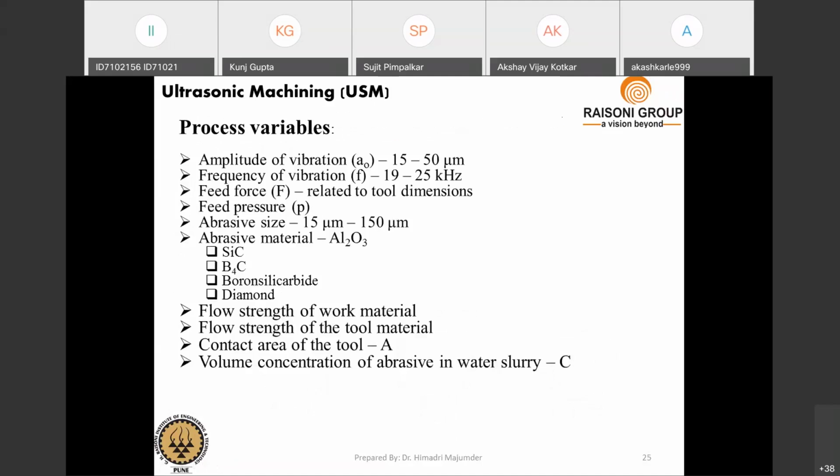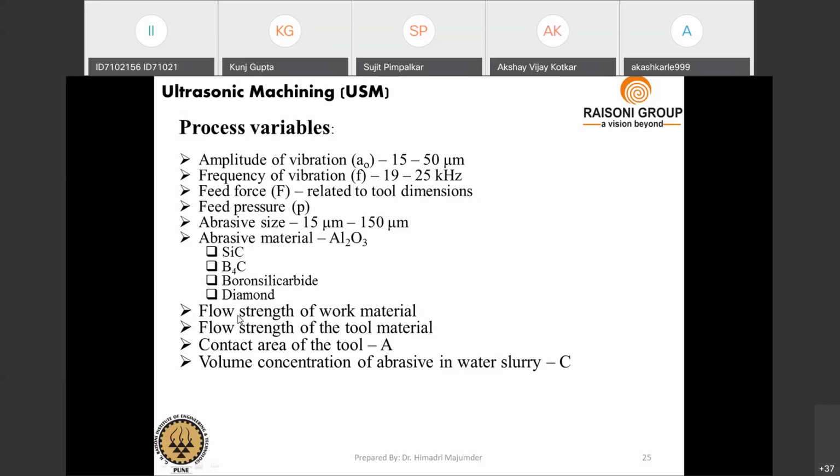Now, the different process variables which are very important in ultrasonic machining. First, amplitude of vibration, which is 15 to 50 micron. Then frequency of vibration, 19 to 25 kilohertz. Then feed force, which depends on tool dimension. Then feed pressure, which is another important one. The abrasive grit size, in micron up to 150 micron. Then different types of hard abrasive particles made of different materials like SiC, boron carbide, silicon carbide, diamond, aluminum oxide, like this.